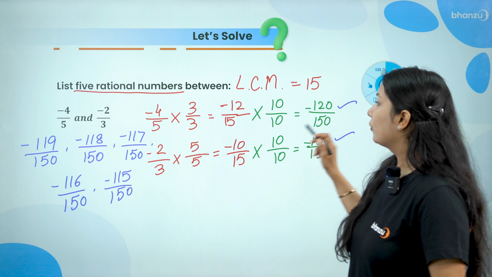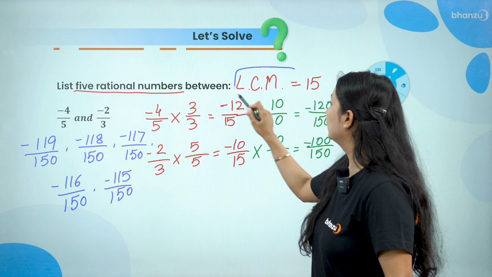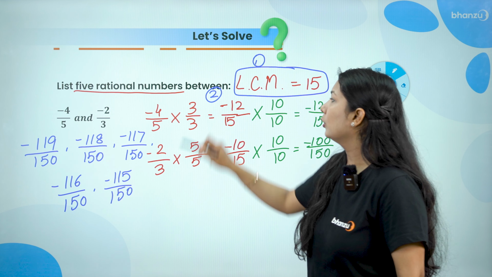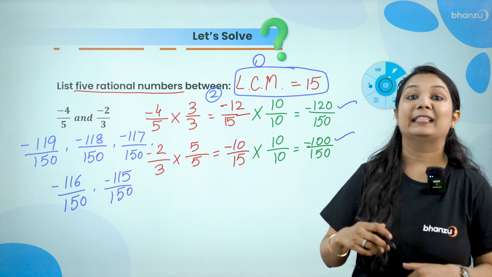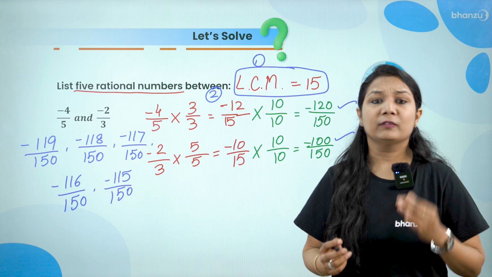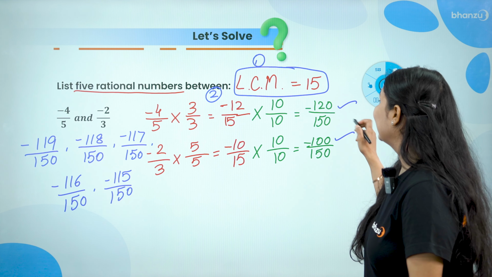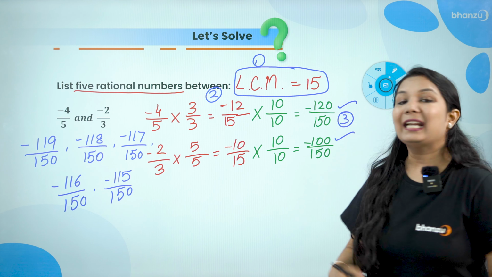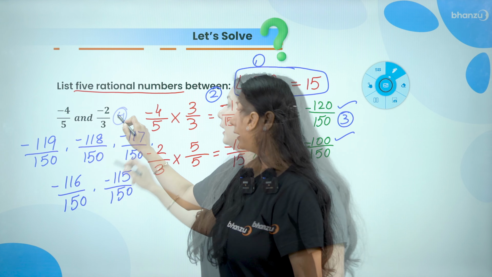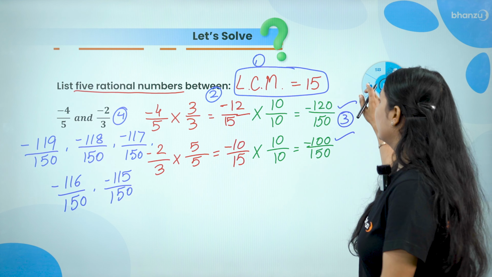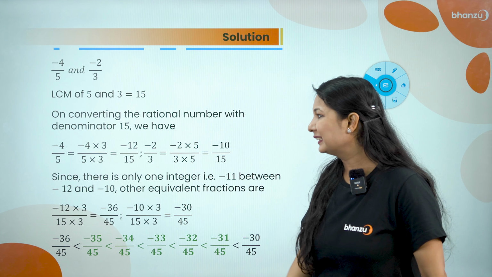So what did we do? First of all, we have to take out the LCM and make the denominators the same if the denominators are not the same. As and when you have made the denominator the same, you observe that you don't have enough rational numbers which they are asking for. So we increased the denominator and, last but not the least, we wrote any 5 rational numbers which we were supposed to, right? So let's move ahead and see the answer to it.